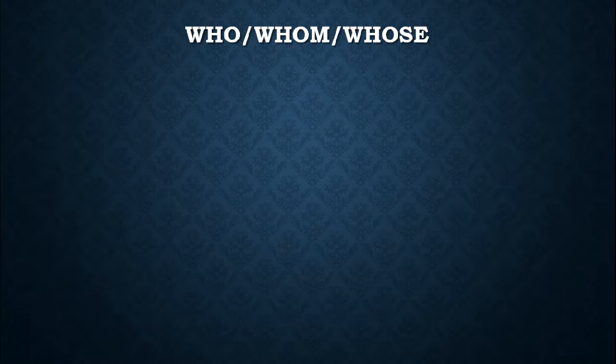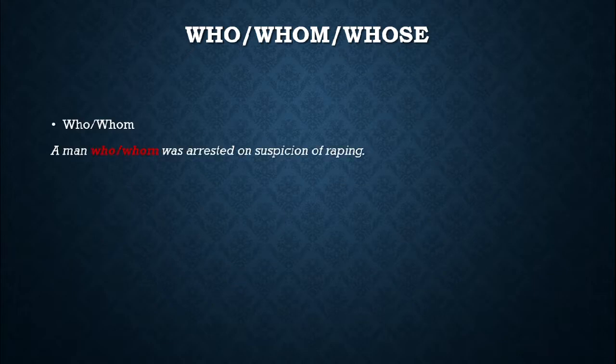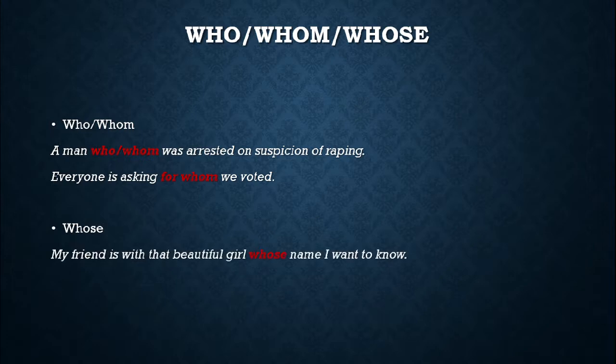We usually use who as subject and object in relative clauses, but we can use whom in formal written language. For example, a man whom was arrested on suspicion of raping. Also, we use whom, not who, after prepositions. For example, everyone is asking for whom we both. We use whose as a possessive of people and animals. My friend is with that beautiful girl whose name I want to know.